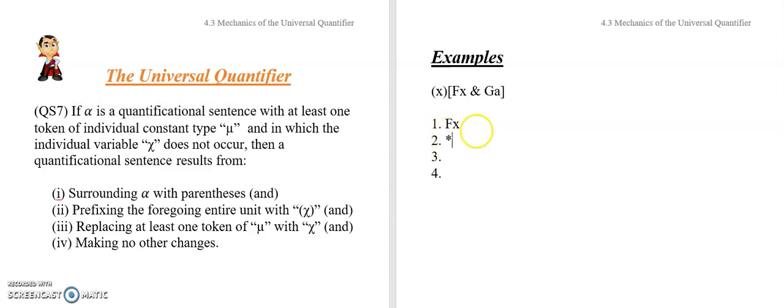Some students would be tempted, for example, to do this. That doesn't quite work, right? Because notice you have to replace at least one token of the individual constant, and there's no individual constant that appears here. It's an individual variable. So it's got to be a sentence, not a form.